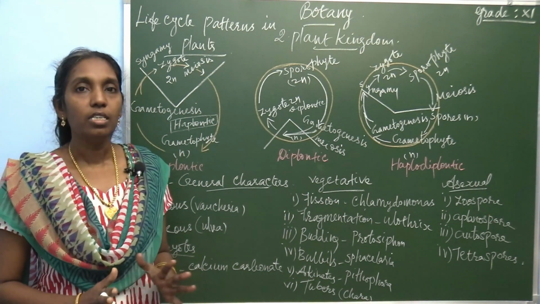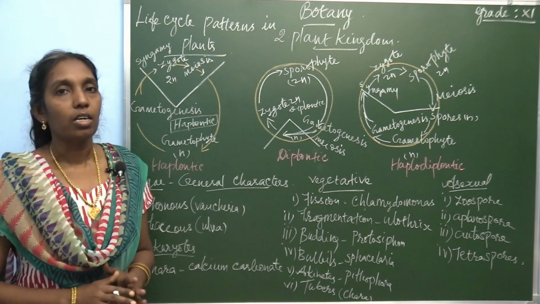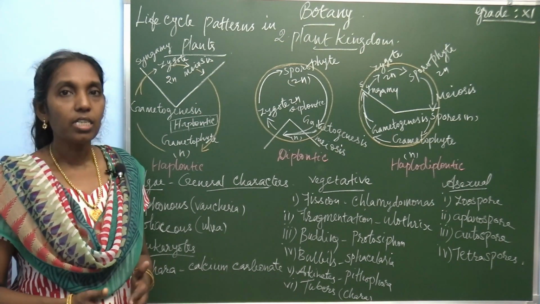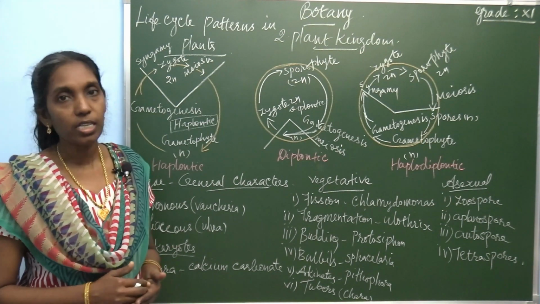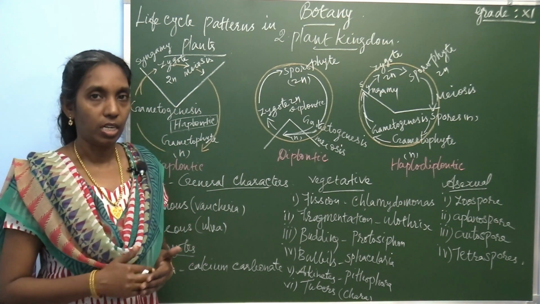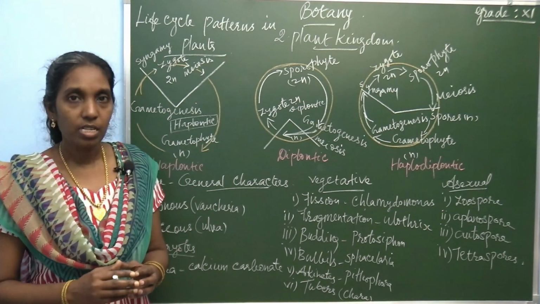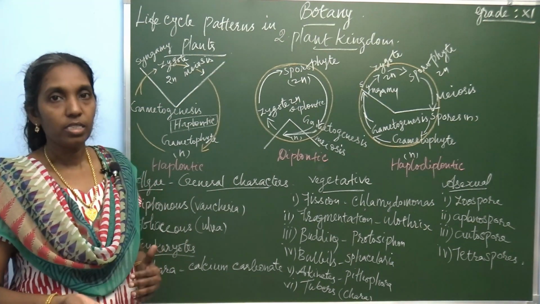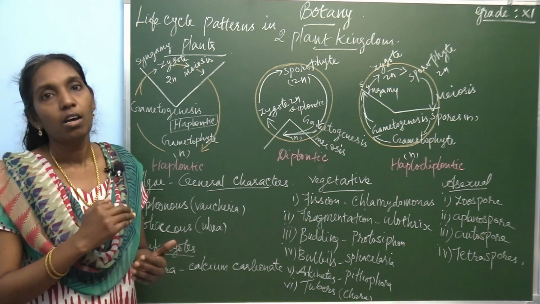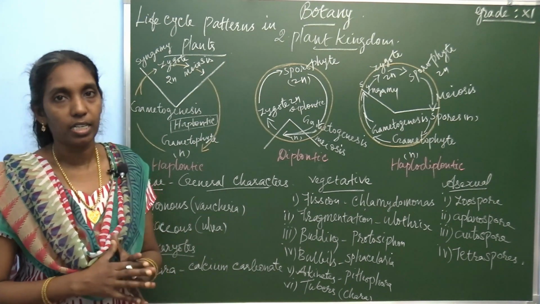The life cycle, or alternation of generation. There are two generations in alternation, the gametophytic and sporophytic generation. What is meant by alternation of generation? The gametophytic haploid phase alternates with the diploid sporophytic phase during the life cycle, and this is called alternation of generation.